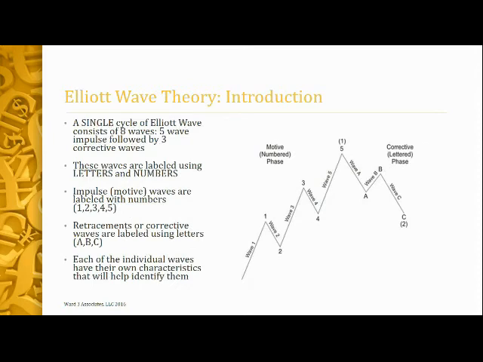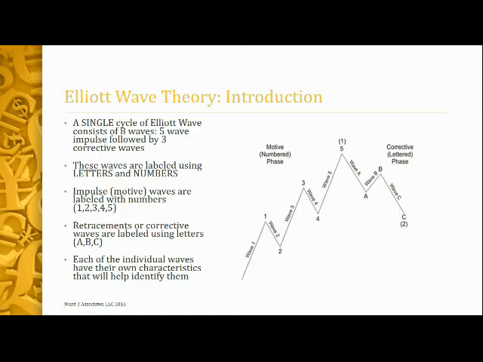Alright, the picture on the right basically shows you what a full cycle of Elliott wave looks like in very generic terms, okay? A single cycle of Elliott wave consists of 8 waves. You've got a 5-wave impulse followed by a 3-wave corrective, okay? So wave 1, wave 2, wave 3, wave 4, wave 5. That's your 5-wave impulse. Wave A, wave B, wave C. That's your 3 corrective waves, all right?